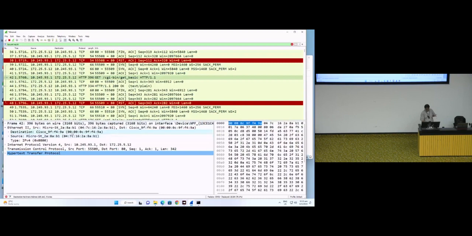Now, this is the MAC address of the destination. But which destination do you think this is? So let's say I send a packet from here to Google. Do you think this is the MAC address of Google's web server?